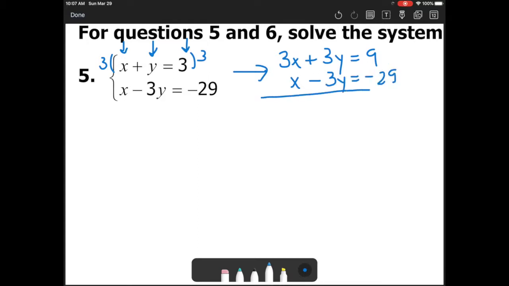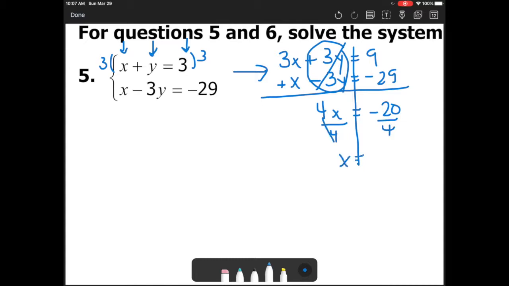All right, so you see now what I've done is I've created myself a 0 pair right here. So those cancel out. 3x plus x is 4x. 9 minus 29 is negative 20. I can divide by 4, and x is equal to negative 5. So I've just found my first variable.